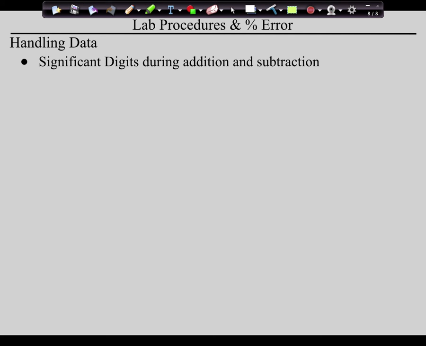First of all, significant digits when you are adding or subtracting. So when you do an addition or a subtraction, how many significant digits go in your answer? The answer is, there's no rule. There is not a significant digit rule for addition or subtraction. But there's a different rule, and you need to know this. When you add or subtract, you conserve decimal places and not significant digits.